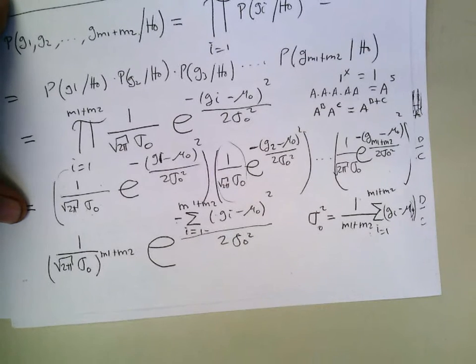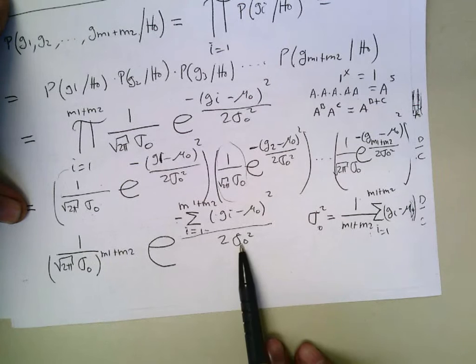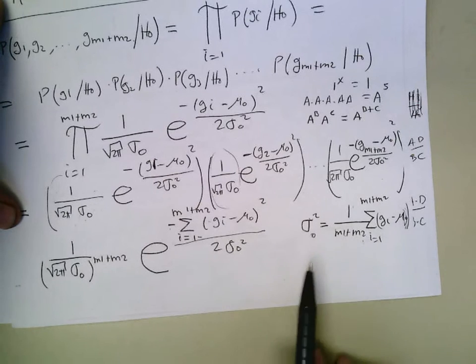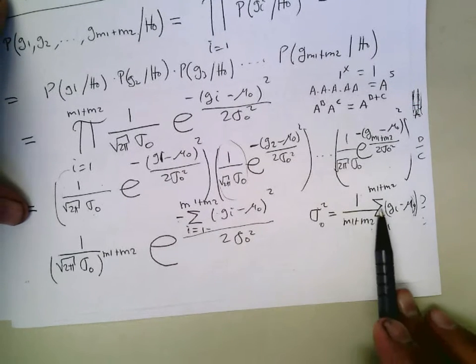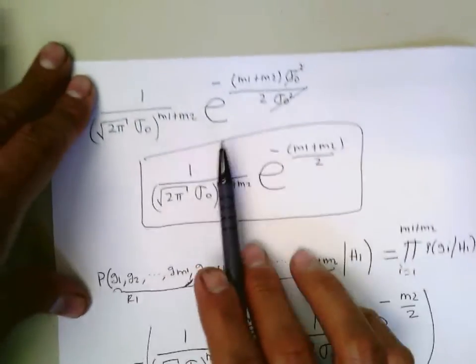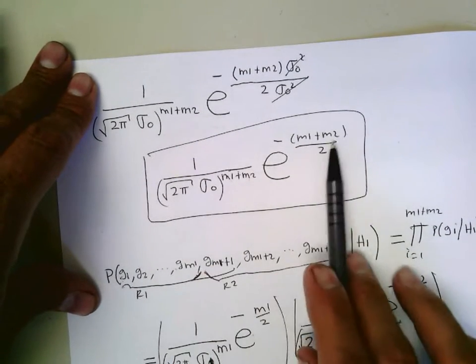This can be simplified into this expression. It can be simplified even further, because we're talking about sigma sub 0, and sigma sub 0 will be this. If we use that in the formula and simplify, we should get something like this.